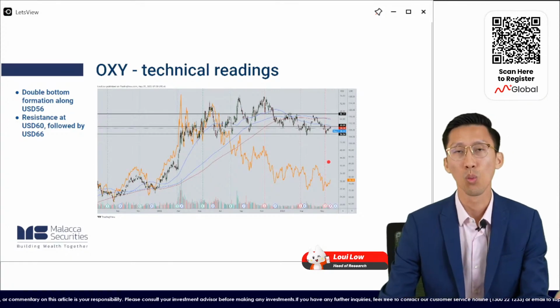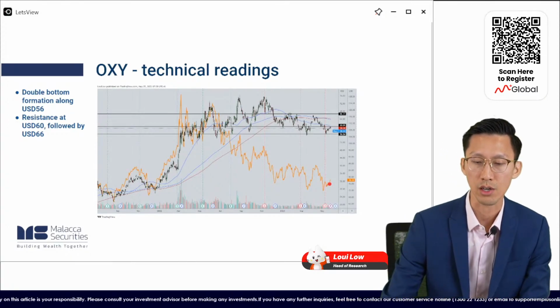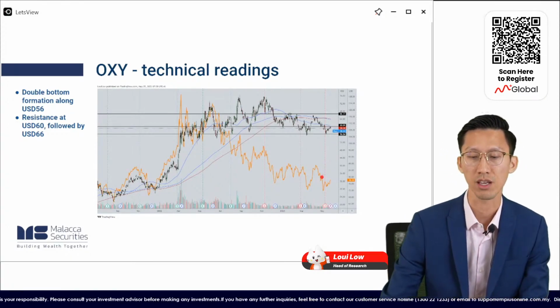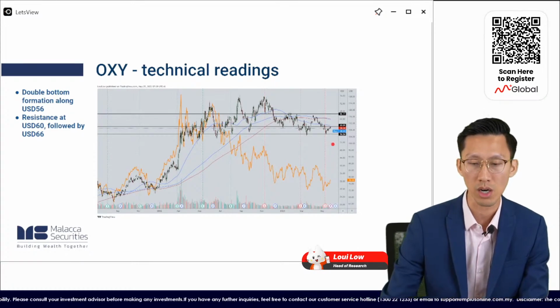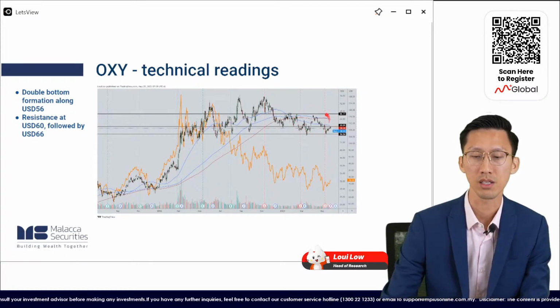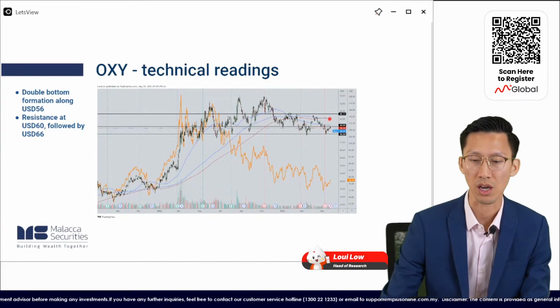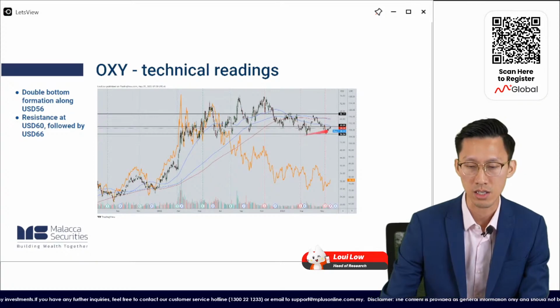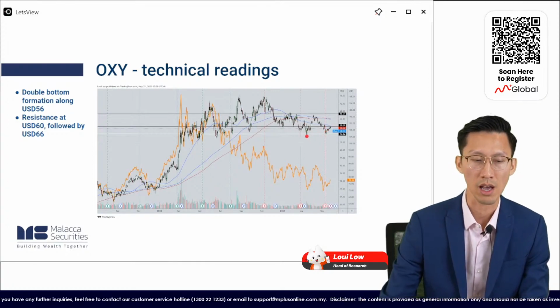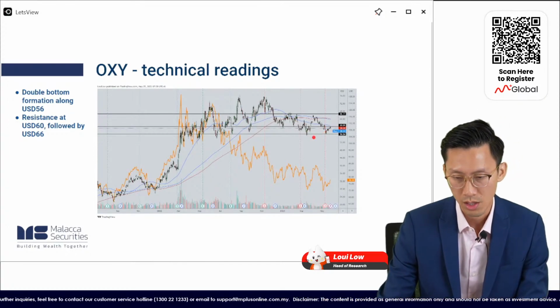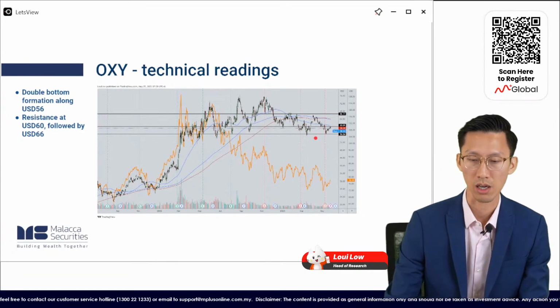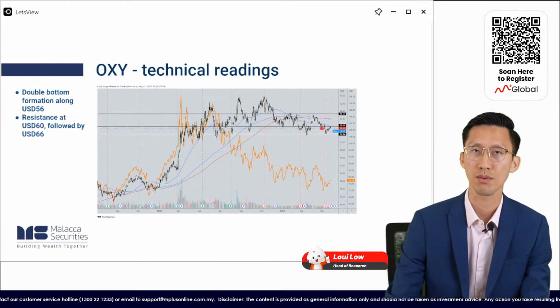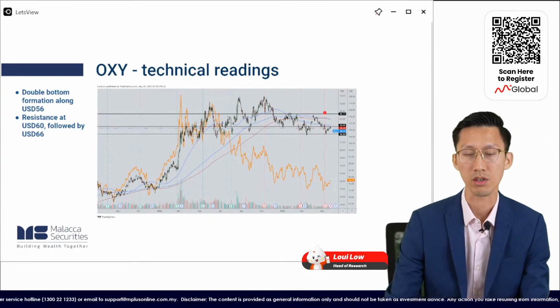And the second thing is, what if this crude oil price can actually surge higher from this point, right? If it can surge from 80 towards 90 towards 100, then perhaps this Occidental Petroleum can actually move higher. So right now, from a technical analysis point of view, it seems like it is having a double bottom formation along the $56 mark. And perhaps once it is able to cross above 60, then the next target will be around 66.